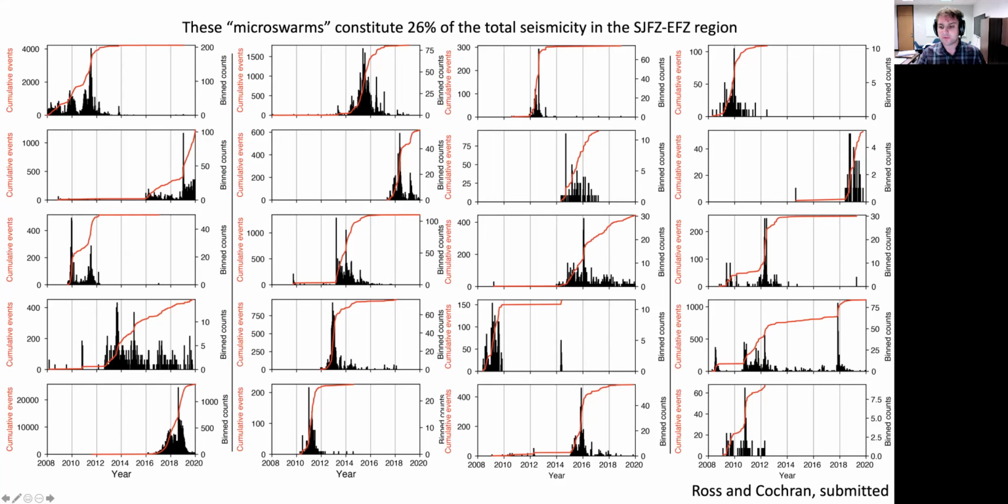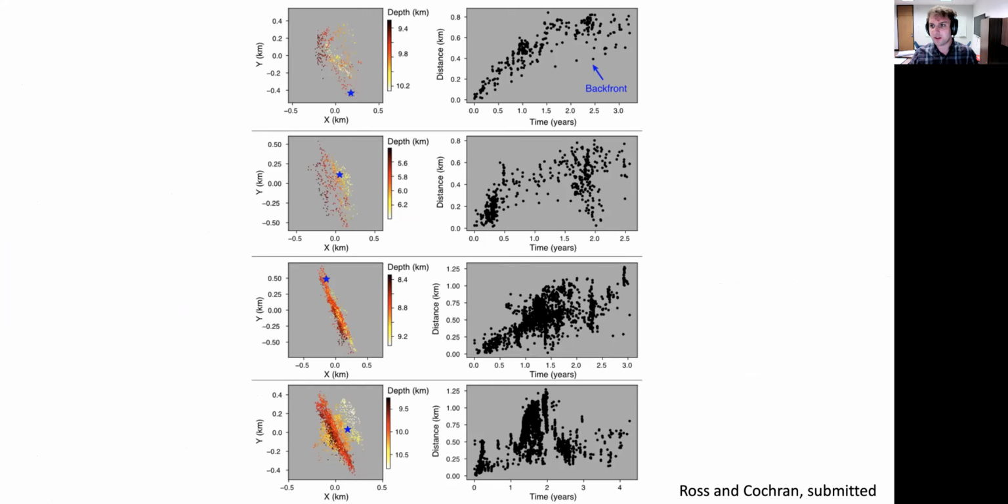One of the characteristics of essentially all of these swarms is that, number one, they don't follow Omori's law. And when they're not active, the entire spatial region around them has virtually no seismicity either before or after. So these are highly episodic in nature. And they constitute a remarkable 26% of the total seismicity in this region. And this is a very active region to begin with. So this is a pretty surprising finding.